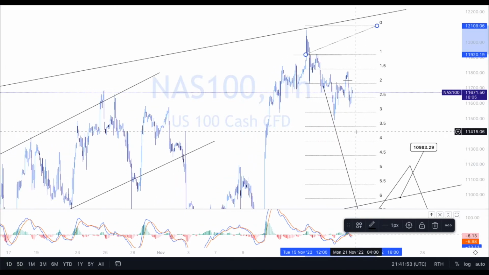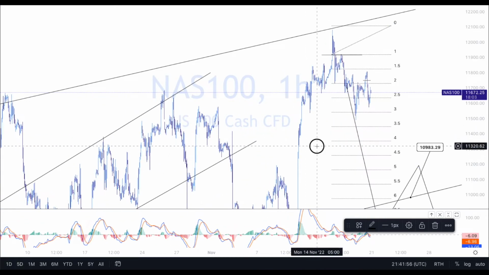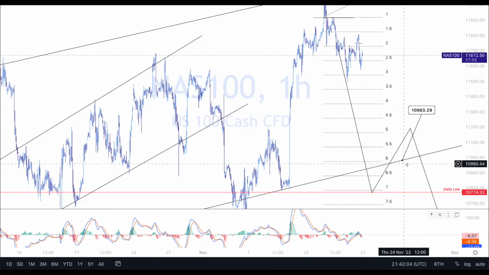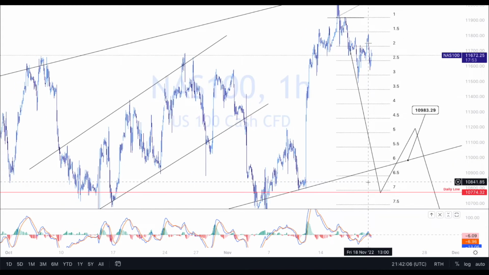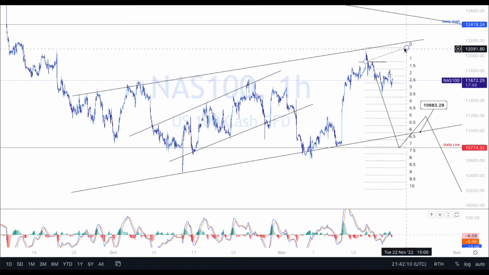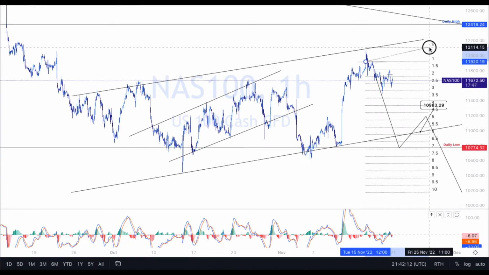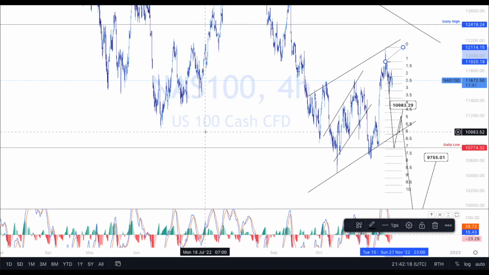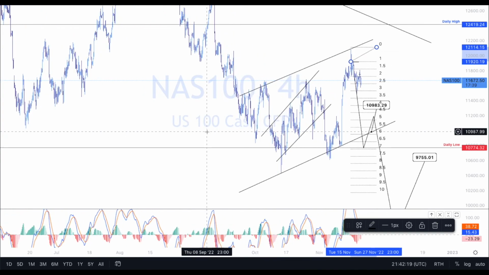And I'm still confident in my thinking that price is going to come down to this level right here, which is 10.98.3.29, right? So this is why I think that. I think it's going to come to that level. And just to reason that out some more, to make sure that everything makes sense, we're going to go to a higher time frame, 4 hours, and we're going to see why I think that.